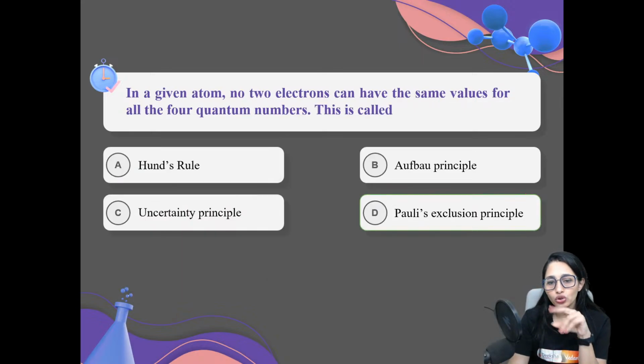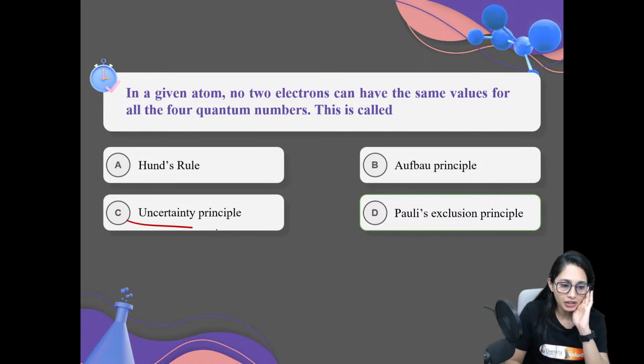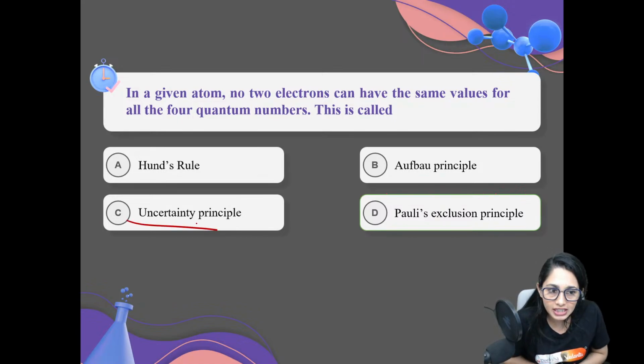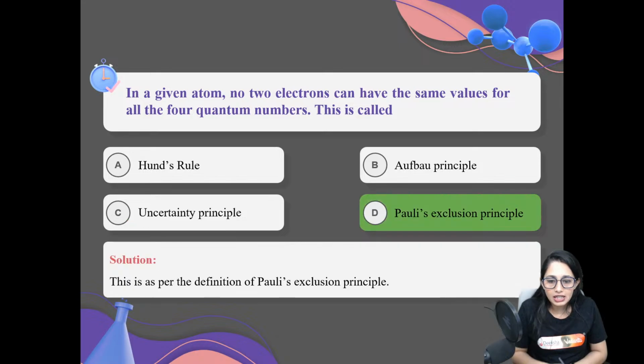In a given atom, no two electrons can have the same values for all the 4 quantum numbers. This is called dash. Which rule is this? Hund's rule talks about the spin. Exclusion principle. Uncertainty principle. What is the uncertainty principle? We cannot simultaneously calculate the position and the momentum of a moving electron. Okay, that is the uncertainty principle. What about Bohr principle and Pauli's exclusion? It is Pauli's exclusion.